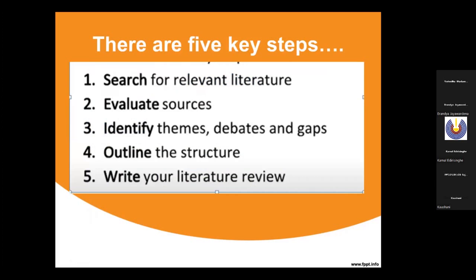So when you are finding the key components of a review paper, you have to search the relevant literature. You have to evaluate the sources. You have to identify the themes. When you are reading the gathered information in the secondary articles or secondary data, then you can outline the structure. Then you can write your literature review. Those are the five steps you have to follow when you are writing the review paper.